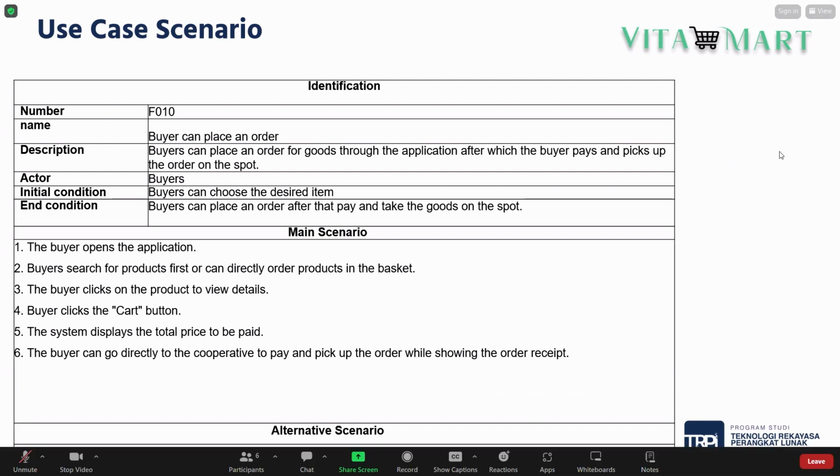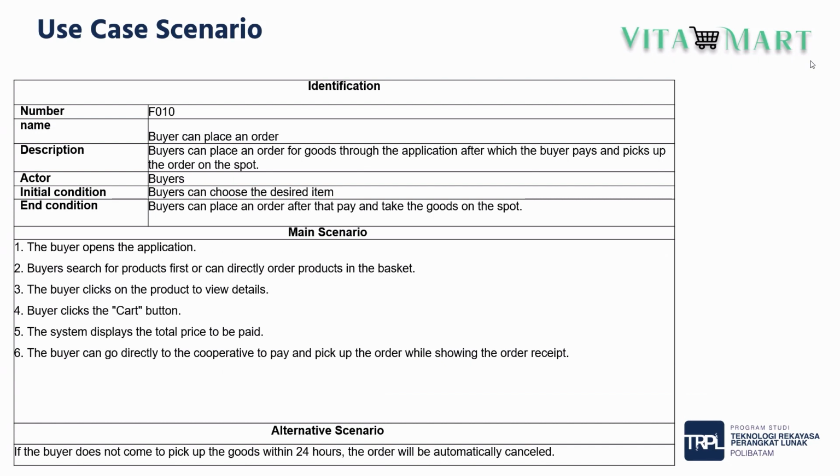F010, buyer can place an order. Buyer can place an order for goods through the application, after which the buyer can choose the desired time. Buyers can place an order, pay, and take the goods at the post. Main scenario: the buyer opens the application, sees the product list, and can directly order the product in the basket. The buyer clicks on the product to view details.